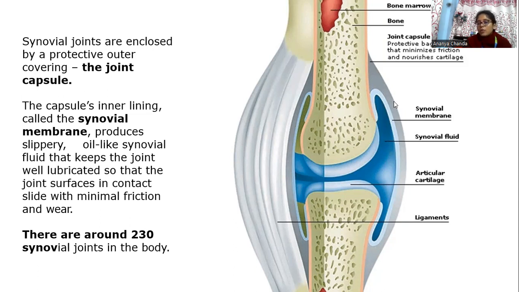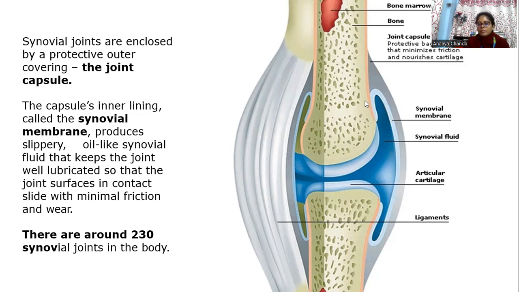Inside this joint capsule is a protective bag or sac that minimizes friction and nourishes the cartilage. So the joint capsule protects the bones and nourishes the cartilage. Inside the joint capsule, there is a synovial membrane. So this is the synovial membrane.